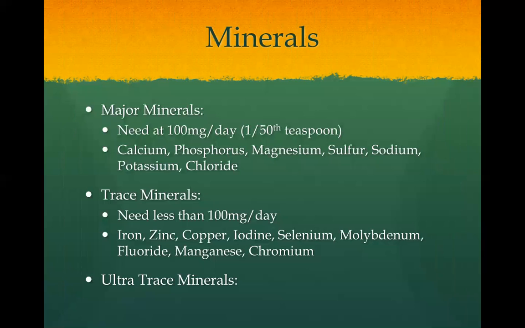Okay, so I discussed the difference as far as amounts, and then here you have some of the minerals categorized as to if they are major or trace minerals. Ultra trace minerals are minerals that we need in very, very low amounts, but we don't actually know the requirements for them. We just know that they're found in the body and they do serve an important role. So some examples of those are boron, nickel, silicon, and vanadium.